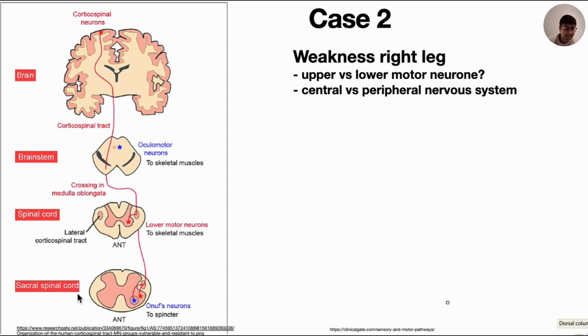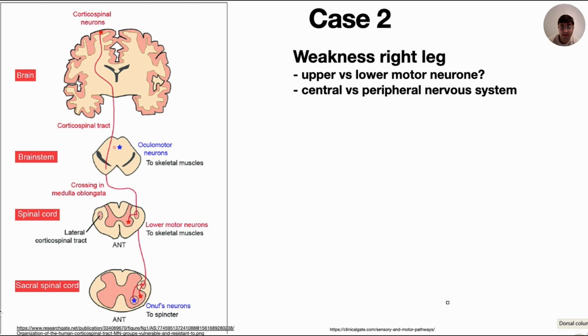So if there's weakness in the right leg, then we know that there must be a problem in the corticospinal tract going from the left motor cortex down the right side of the spinal cord into the peripheral nerves and into the muscles. So at the moment, all we know is that there is a problem in that corticospinal tract.